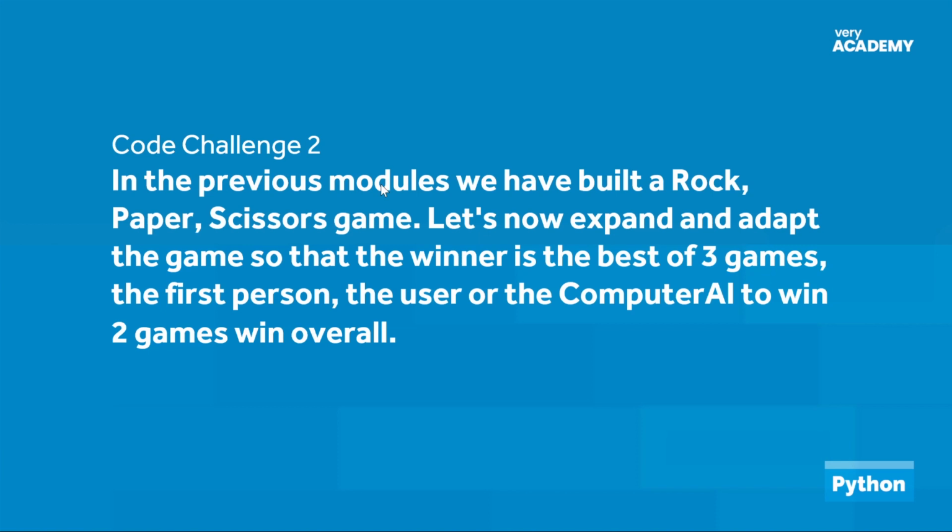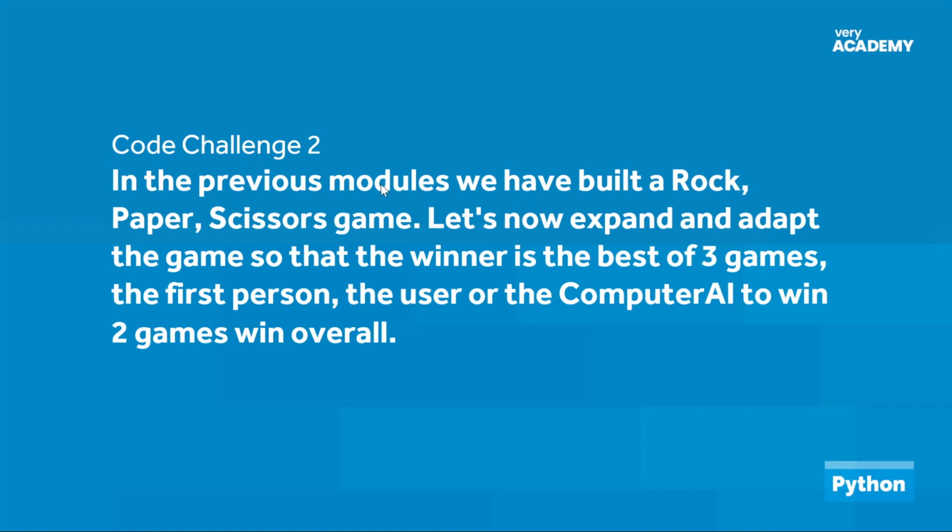So far we've created a rock, paper, scissors game whereby as soon as you win 1 game, you've won. But now what we want to do is run this so it's the best of 3 games. So it's the first person to win 2 games who will win the overall game. Ultimately here, we need to think about how this is going to work. Now, the maximum amount of games that we're going to run is 3. That's important. So potentially we're going to iterate over 3 times, or a maximum of 3 times. So the first person, the user or the computer AI, to win 2 games wins overall.